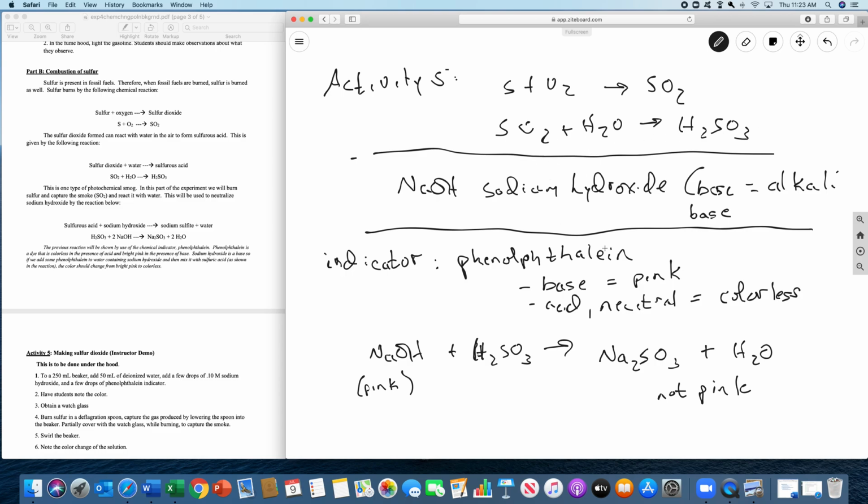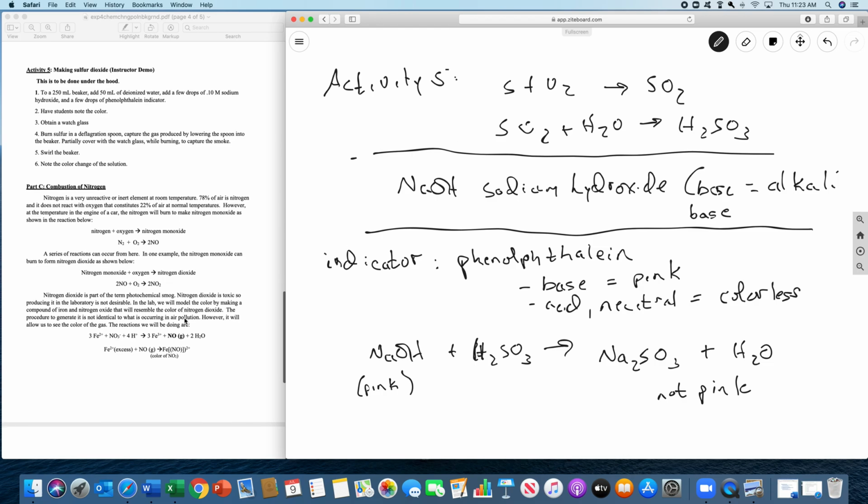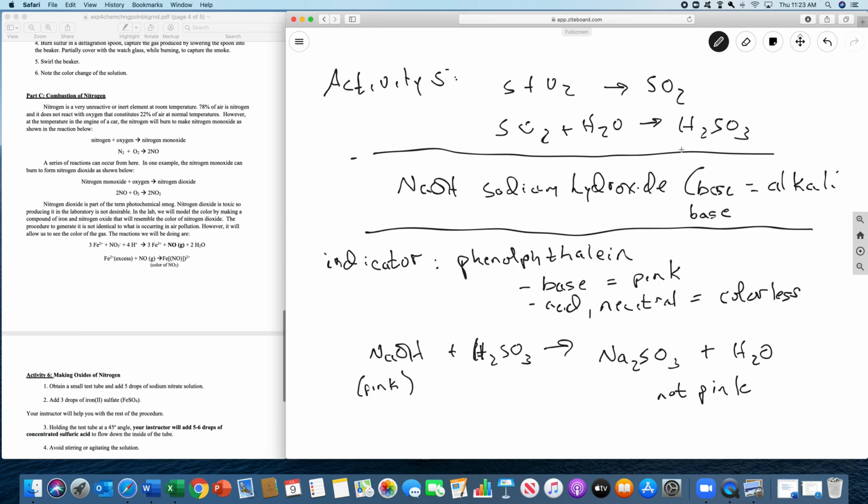Now, why is that relevant to pollution? Well, this is shot up into the air anytime sulfur is burned, and sulfur is very common in fossil fuels, and it mixes with water in the air. That is an example of acid rain. All right, and then the last part, so that's activity 5. The last one is really a simulation.